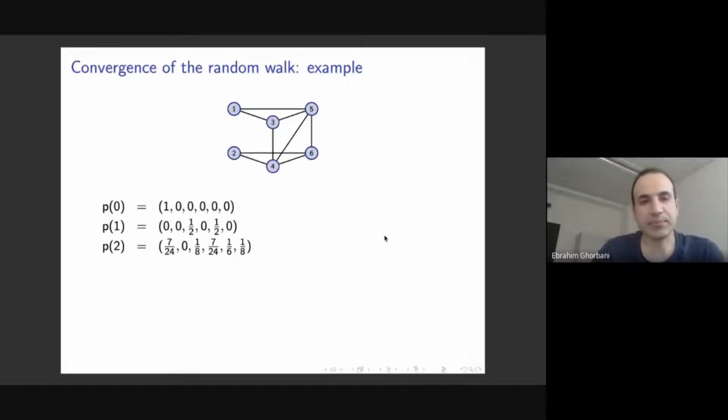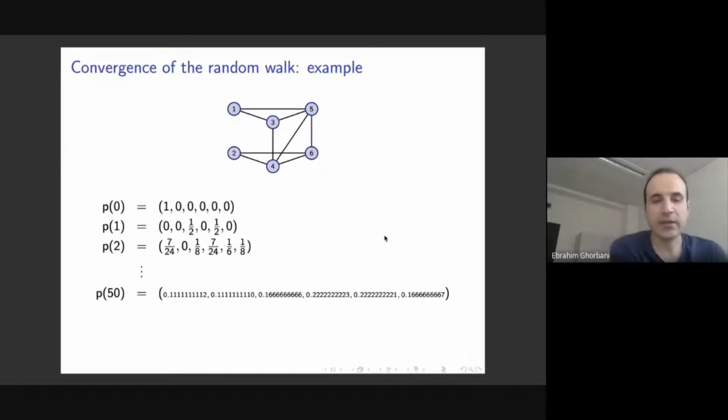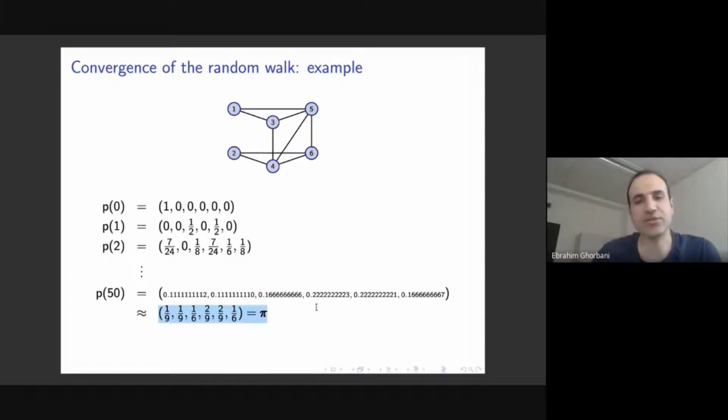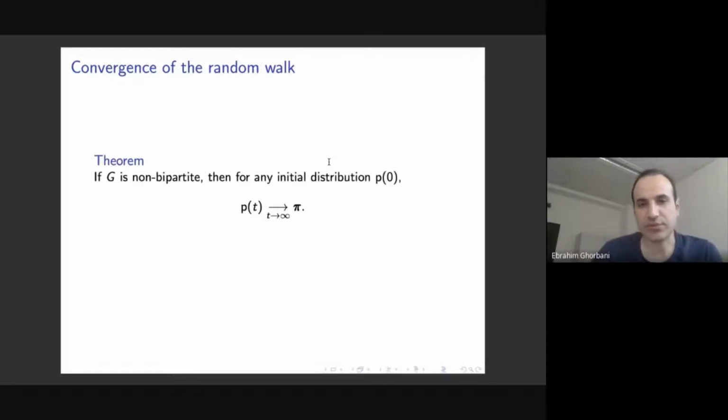we saw that p1 and p2 are this, and for example, if we compute the distribution at step 50, then we get this distribution, which is approximately equal to this vector, which is the stationary distribution of this graph. So this is a general phenomenon that starting with any initial distribution, the random walk converges to the stationary distribution.